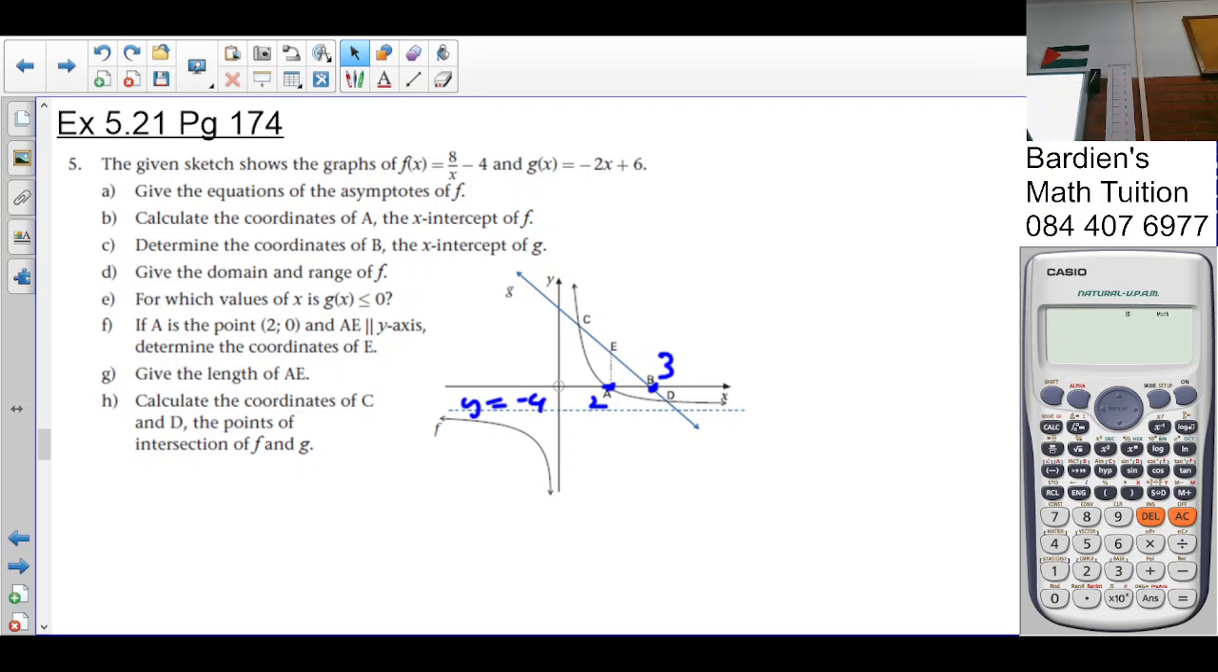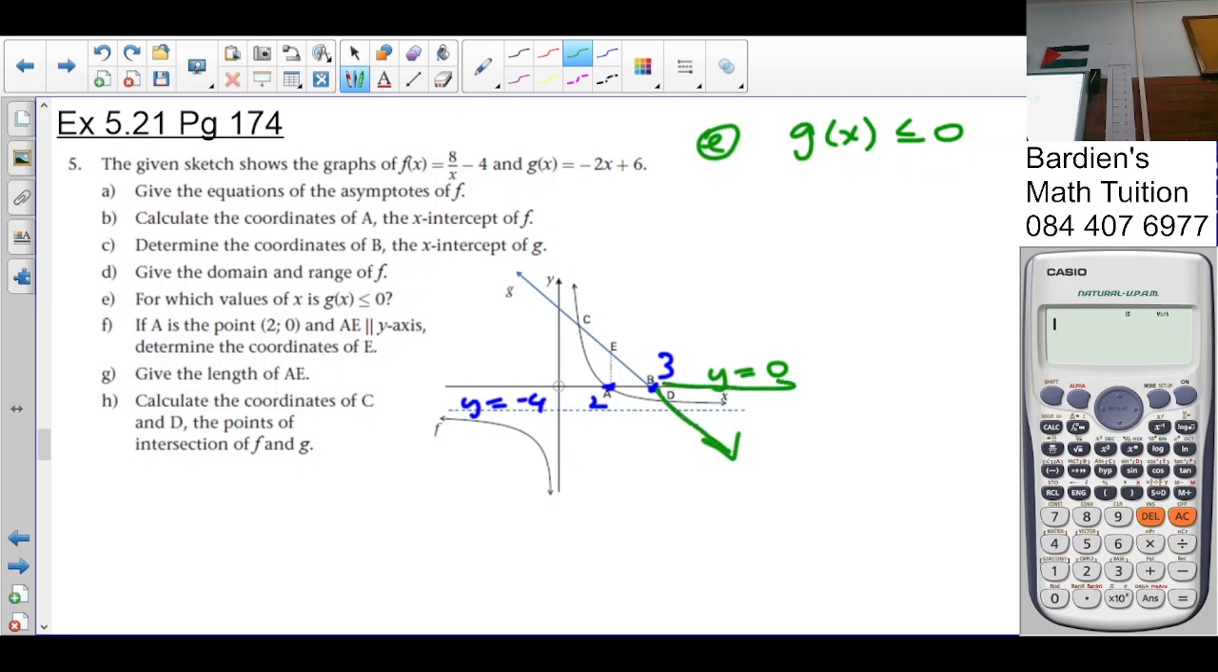E. So in E they want to know: is g of x less than or equal to 0? In other words, where g of x is below this line. So g of x is a straight line graph, and the straight line graph is below that axis for x more than or equal to 3. F.